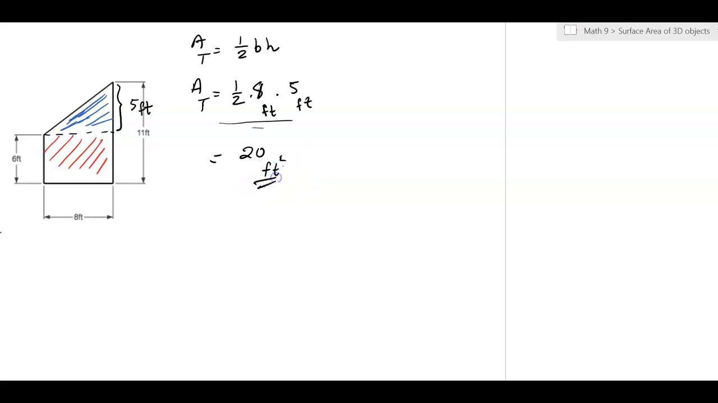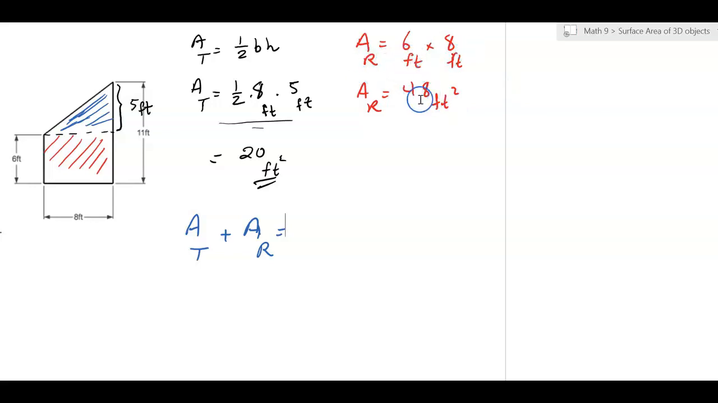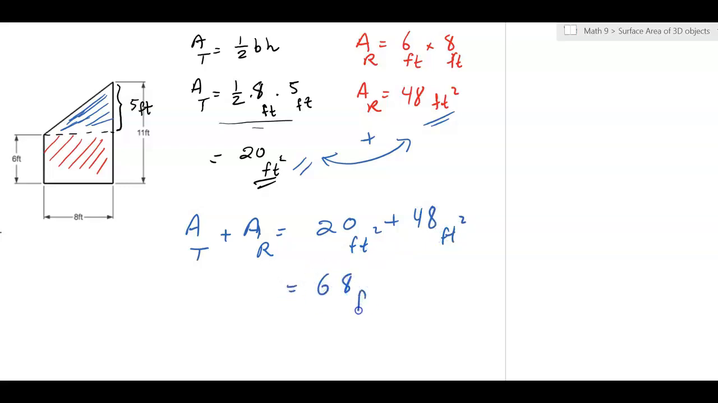All right, do the same thing for the rectangle and come back. So the area of the rectangle on top is what we have here: 6 times 8, 48 feet squared. Then we need to add this area and this area together. That's 20 feet squared plus 48 feet squared, altogether 68 feet squared. That's your final answer.